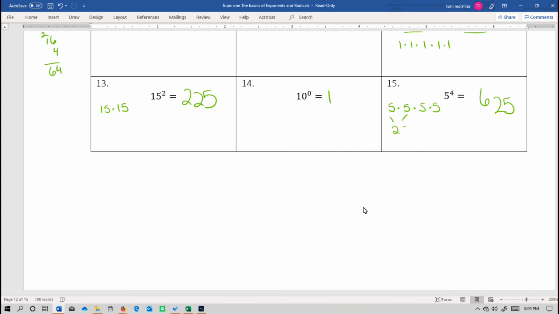So this is 25, and this is 25. So I have 25 times 25. That's going to be 25, carry my 2, 10, 12. This one's going to be 10, and then 5. 625 is the answer.